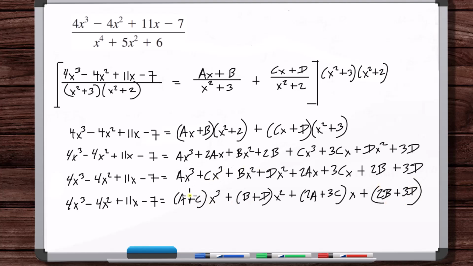Now we can set these coefficients equal to the corresponding coefficients. We could also say x is equal to 0, and we'd get the equation 2b plus 3d is equal to minus 7. But we have everything we need here. So a plus c is equal to 4, b plus d is equal to minus 4, 2a plus 3c is equal to 11, 2b plus 3d is equal to minus 7. To solve this, let's cleverly choose equations to combine.